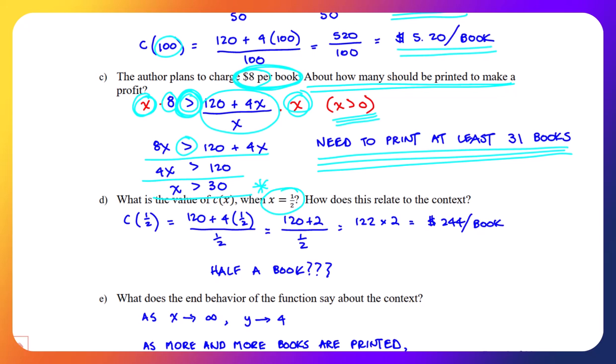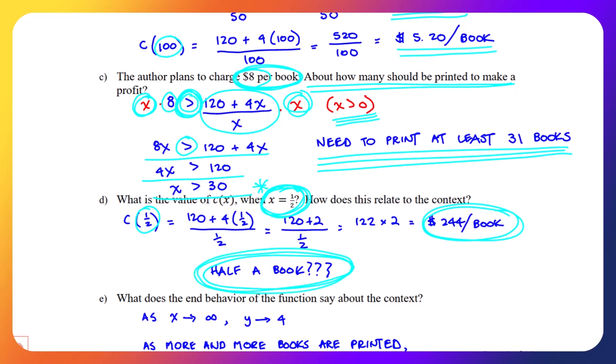Now they tell us to replace x by a half. And so I get $244 per book. But isn't the x the number of books? What do they mean by half a book? I have no idea.